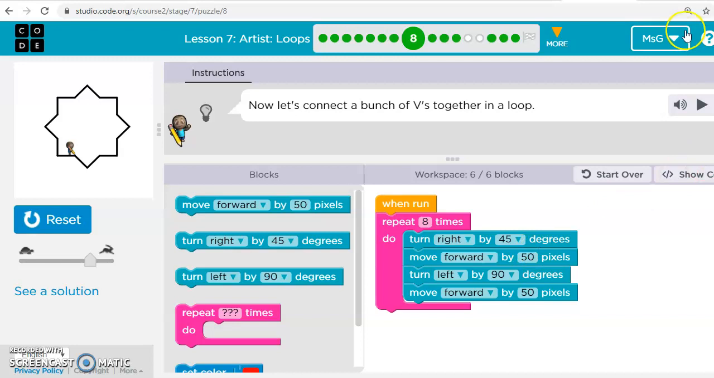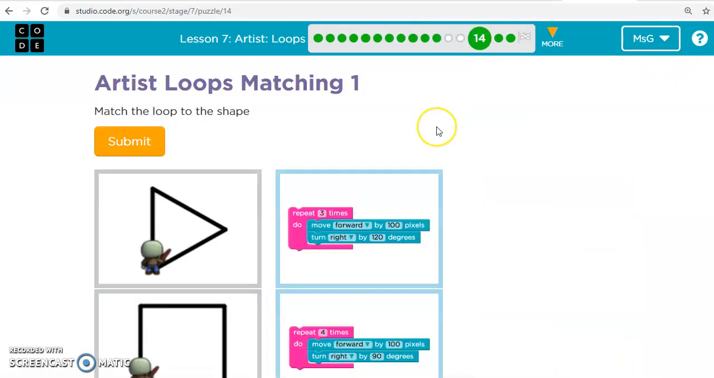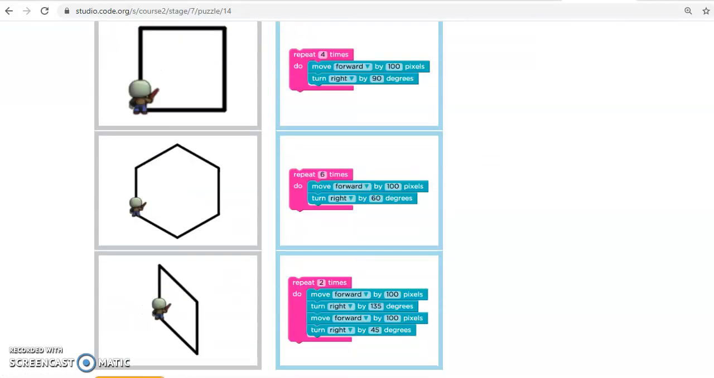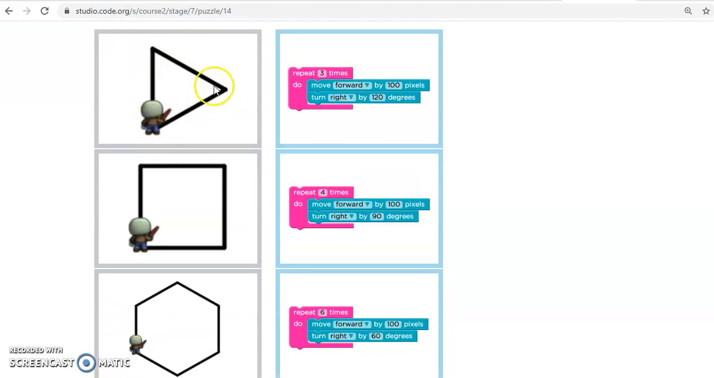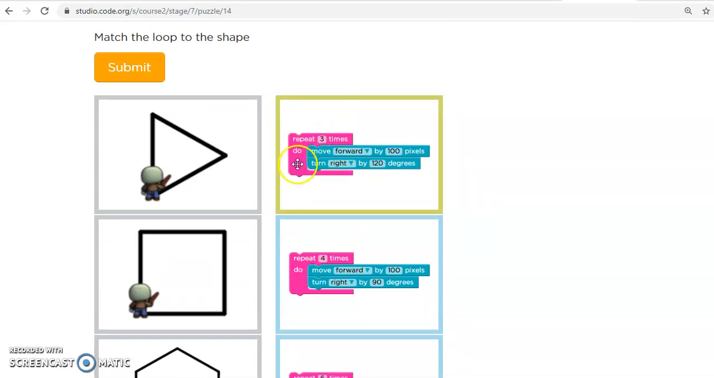And then the last one is a matching. So if you look at puzzle 4, if you look at how many sides each shape has. So for example, a triangle has 1, 2, 3 sides. If you look at the answers, there's only one that's repeating 3 times. Okay, so this would be a move forward by 100, turn right by 120, move forward by 100, turn right by 120, move forward by 100, and that should draw a triangle.